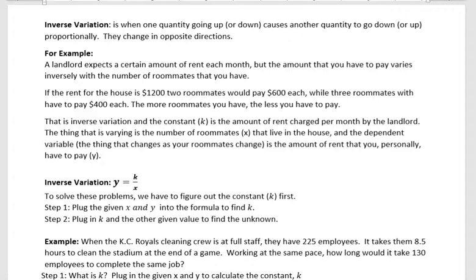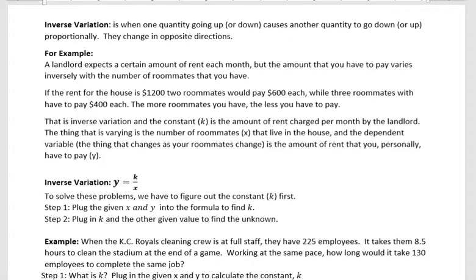A good example is living with roommates. Your landlord expects a certain amount of rent each month, but if you have more roommates, you have to pay less rent per person. If the rent for the house is $1,200, two roommates would pay $600 each. If you got a third roommate, you'd each pay $400. The more roommates you have, the less you personally have to pay. So something going up causes something else to go down.